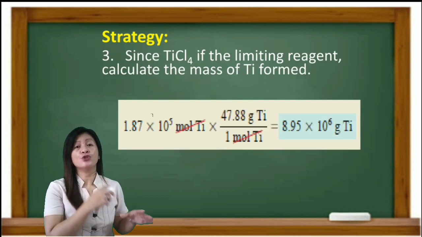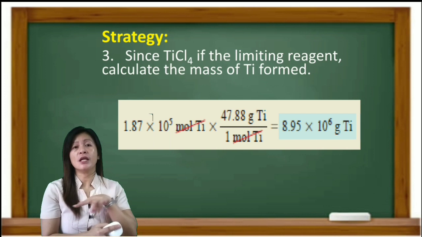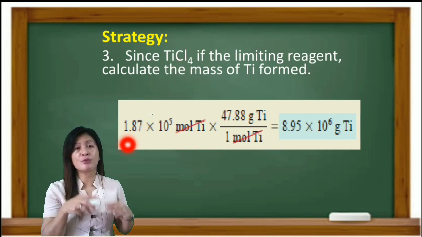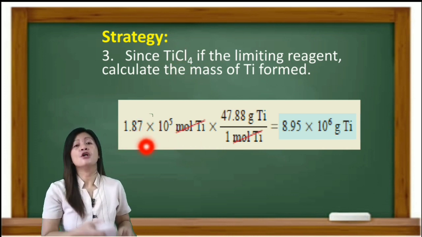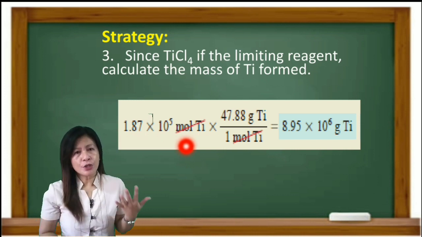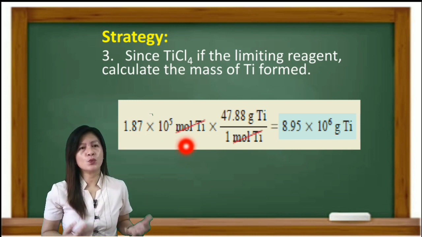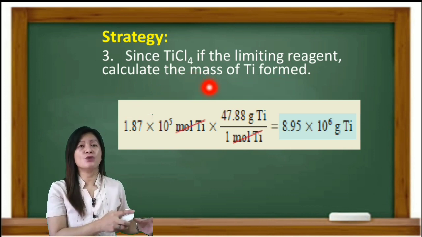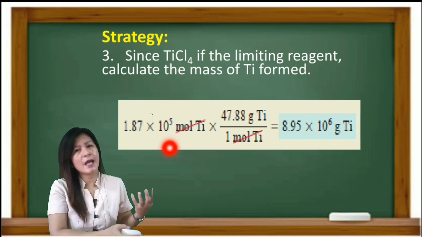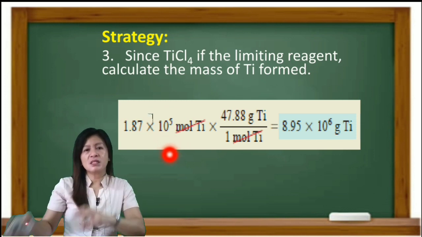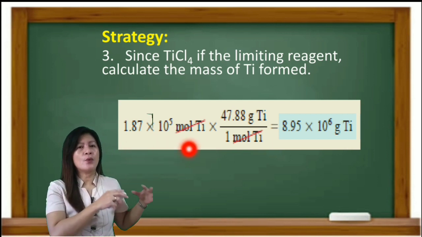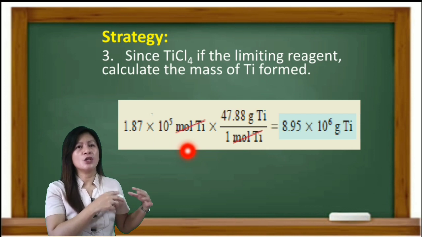So our limiting reagent, after doing the first two calculations, we have determined that titanium 4 chloride is the limiting reagent because it is the one that gave us the smaller number of moles of titanium, our desired product. So after identifying the limiting reagent, we now base the amount of titanium that can be produced from the available titanium 4 chloride, because again and again, the limiting reagent is the one that determines the amount of the desired product. So in our example, our limiting reagent is titanium 4 chloride.